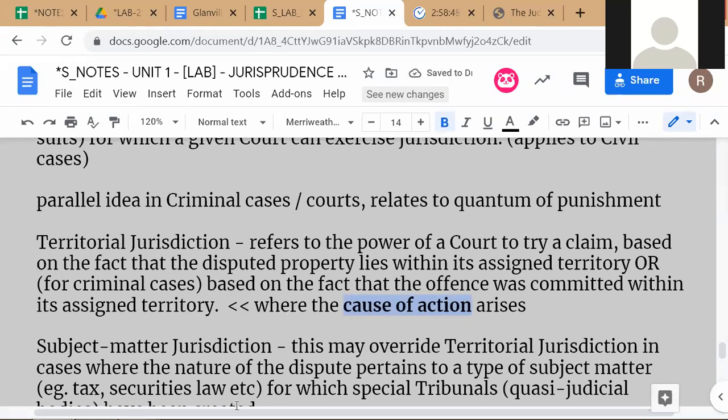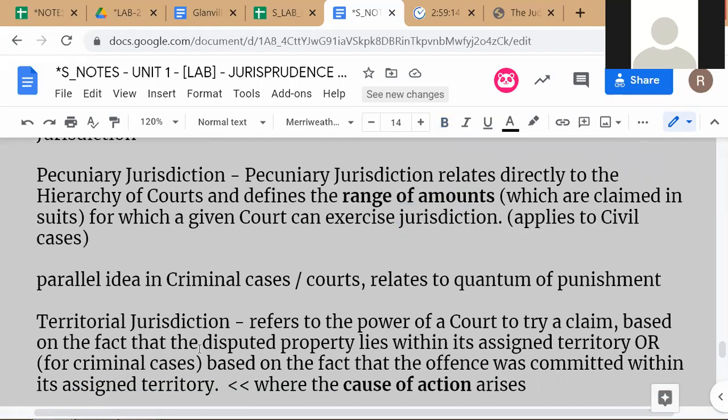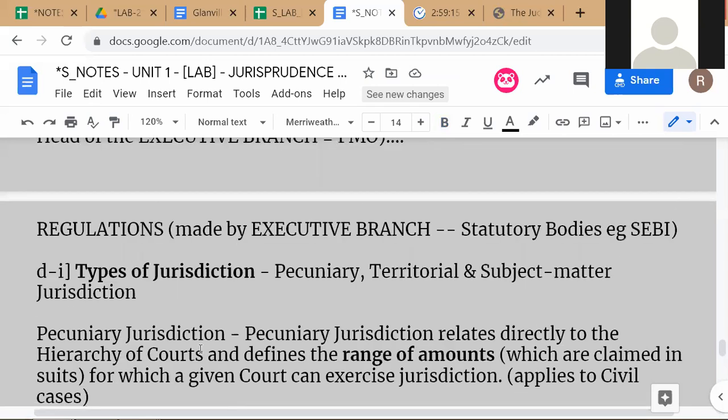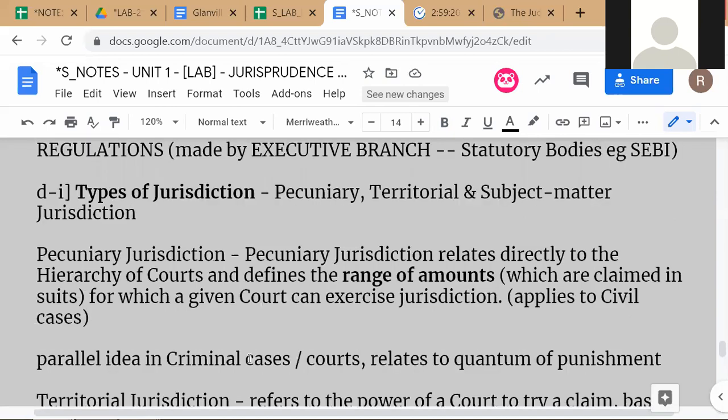Then you have subject matter jurisdiction. Income tax matters have to go to the income tax tribunal. A matter under the Delhi Rent Control Act has to be filed before the rent control authority. You can't file it in a Delhi district court. That is not allowed. This is subject matter jurisdiction, based on the subject matter of the dispute. So you have three types of jurisdiction: pecuniary, territorial, and subject matter.